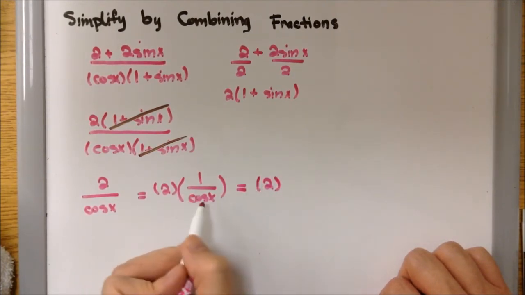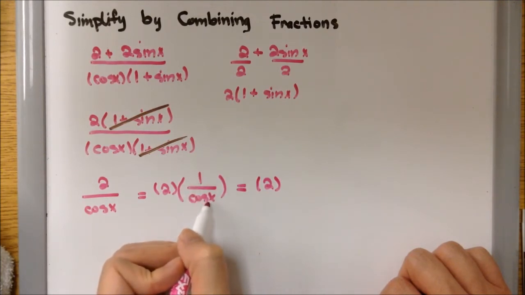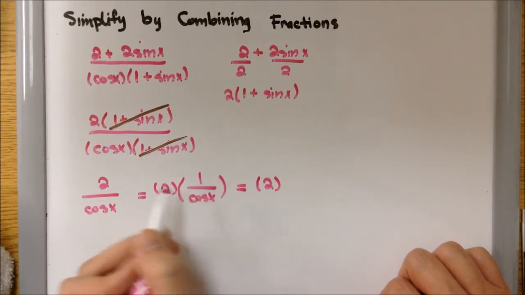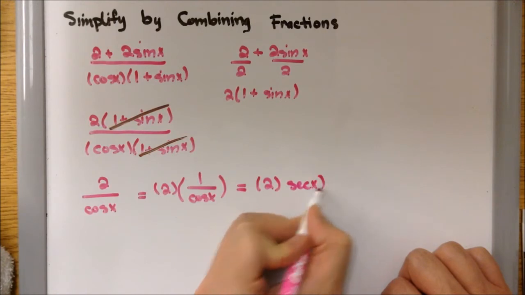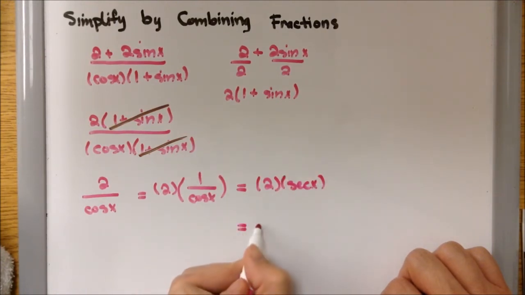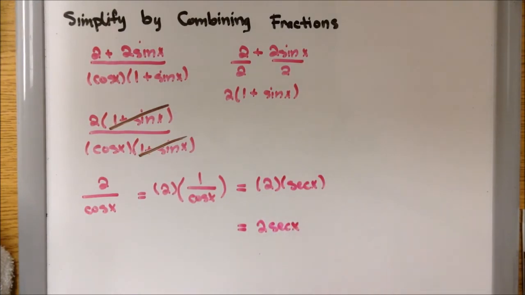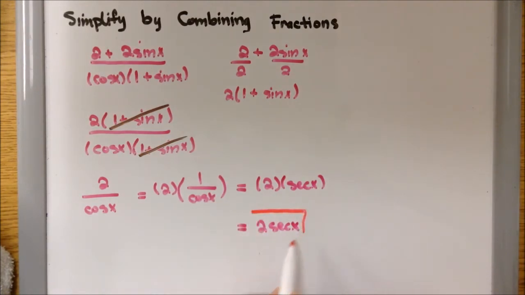Now, again, I mentioned I can apply one of the identities for 1 over cosine of x, which is the reciprocal identity. So the reciprocal identity for 1 over cosine of x is secant x. So our final answer is 2 secant x. So that's our final answer. Box that up.